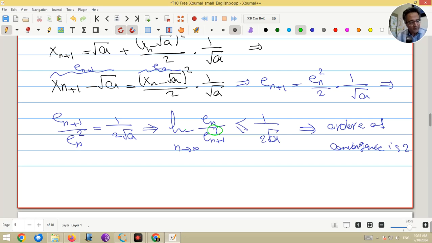So this is a typical example about the order of convergence. I will solve one more problem about this kind of problems in the next lecture.